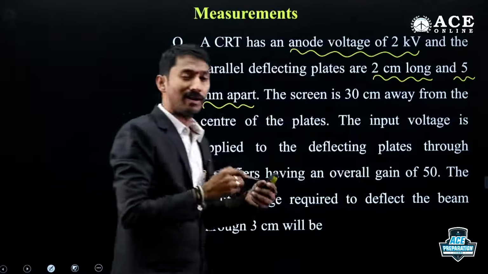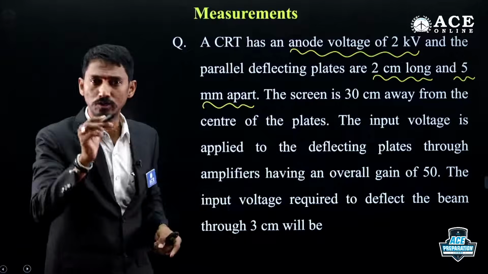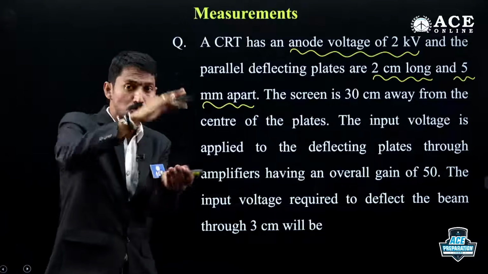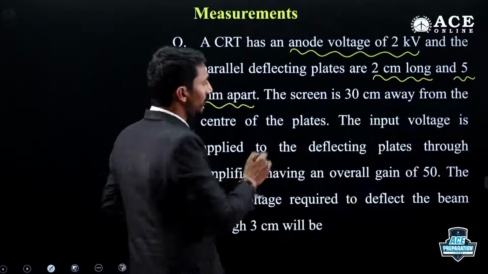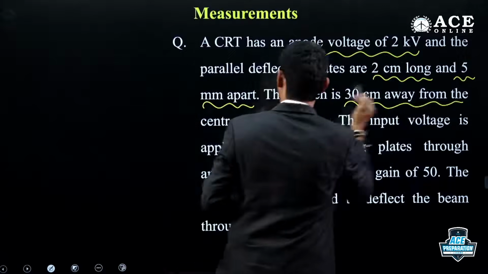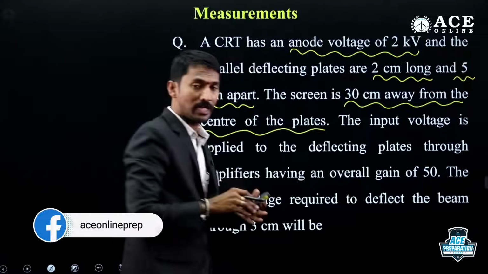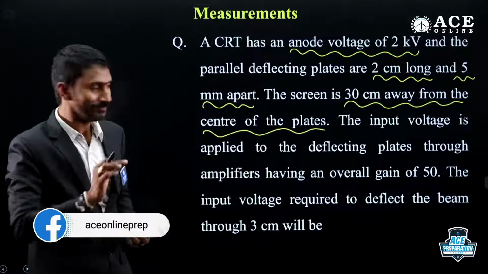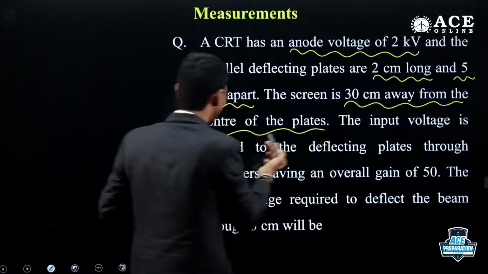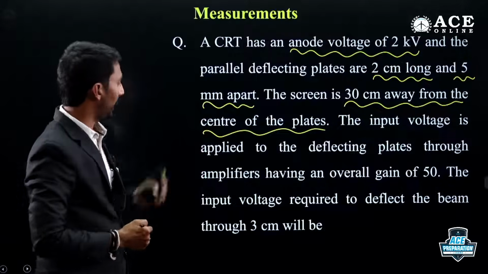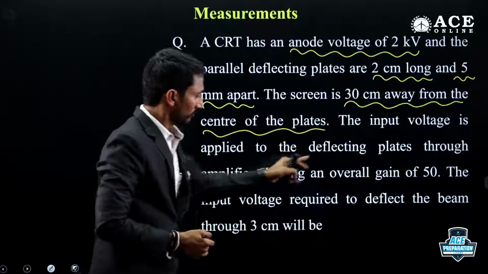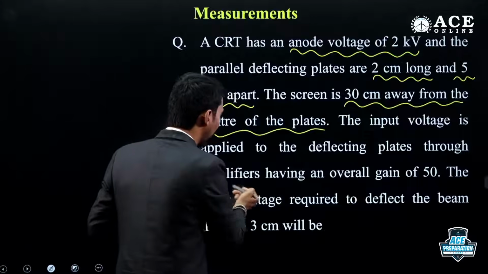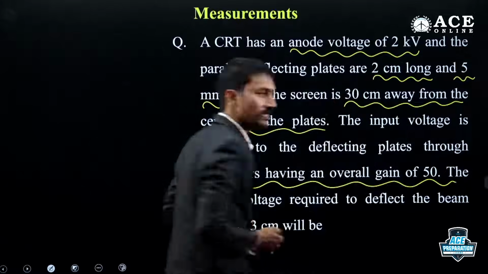What is the length of the parallel plates? 2 centimeter. What is the distance, the separation between those two plates? 5 mm. The screen is 30 centimeter away from the center of the plates. Means plates to screen distance is how much? 30 centimeter. Now, the input voltage is applied to the deflecting plates through an amplifier having an overall gain of 50. So, amplifier gain is given as 50.